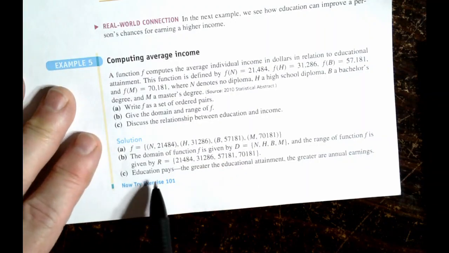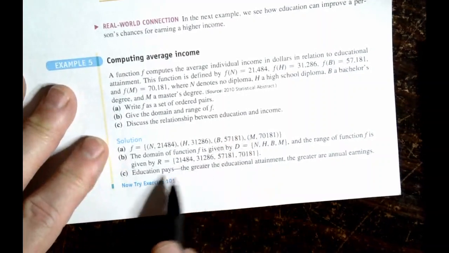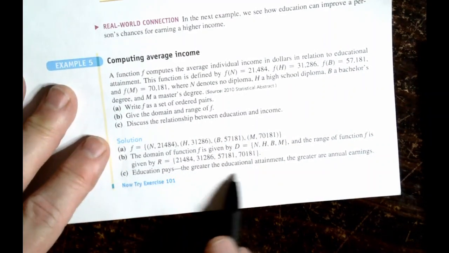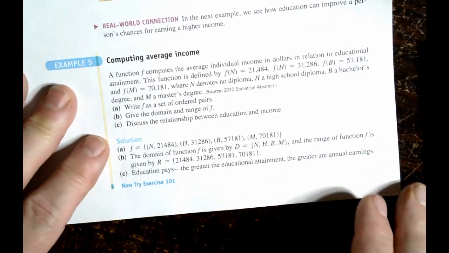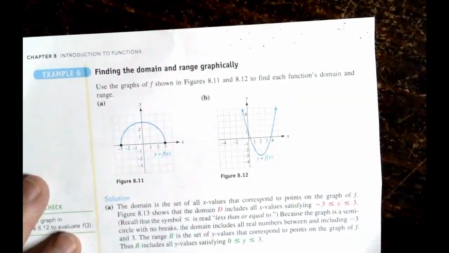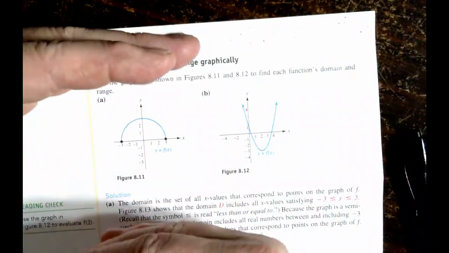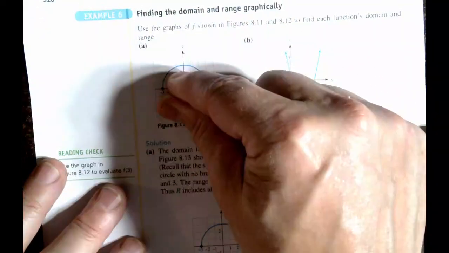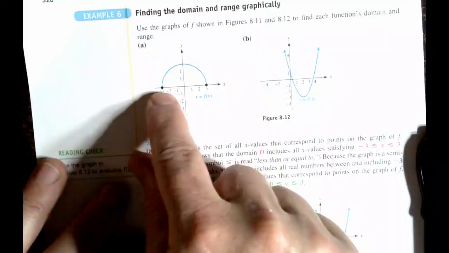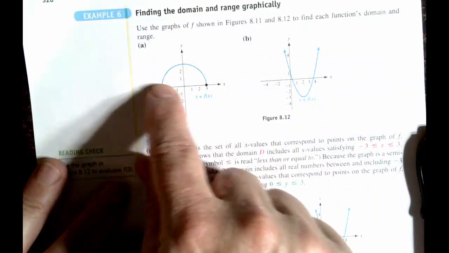Okay? Now it says discuss the relationship between education and income. Well, education pays. The greater the education, the greater the annual salary. Okay? Now here it says find the domain and range graphically. Now what you can do is what I call the pancake approach. You can squish it onto the x-axis, like a pancake, and wherever it sticks to the x-axis is your domain.